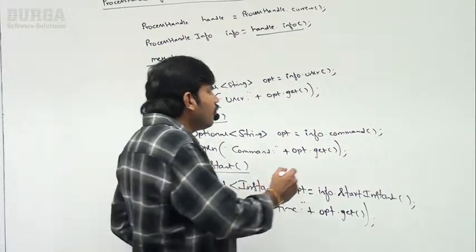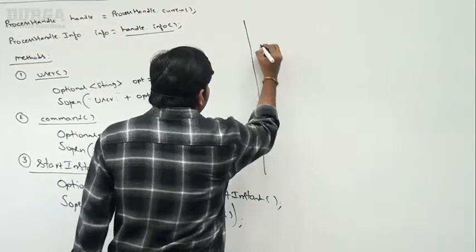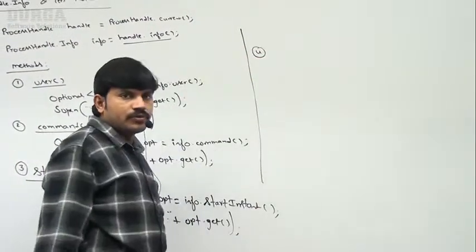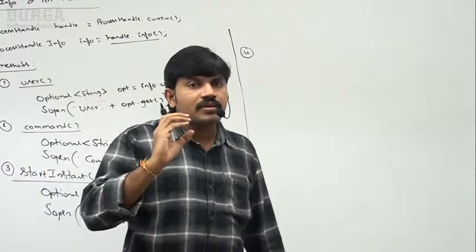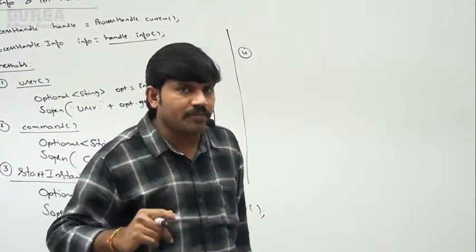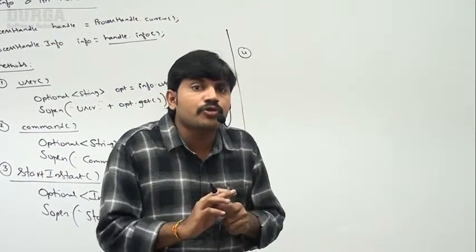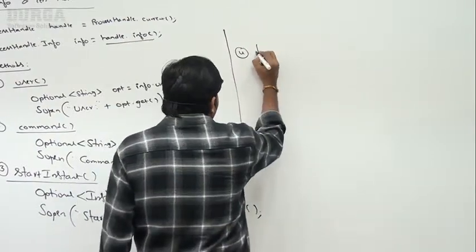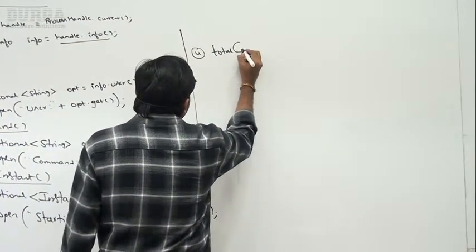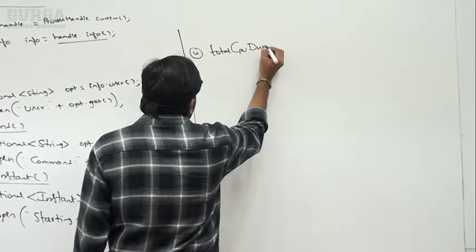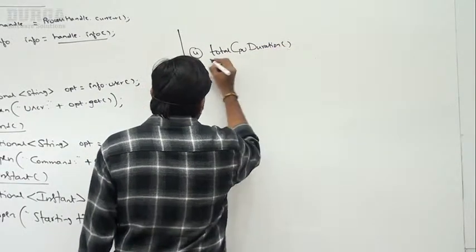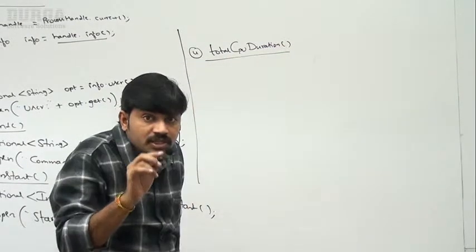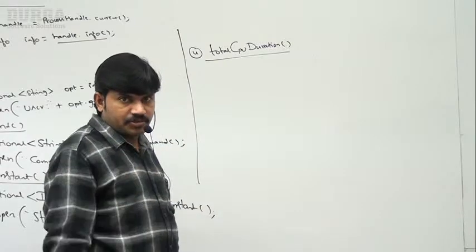Sir, now the fourth one. Fourth method: what is the total CPU duration used by this process? Are you getting total CPU duration used by this process? I want to know, then which method do we have to call? Total CPU duration. Are you getting it, right? Can you spell out what the fourth method is? Total CPU duration used by this process.